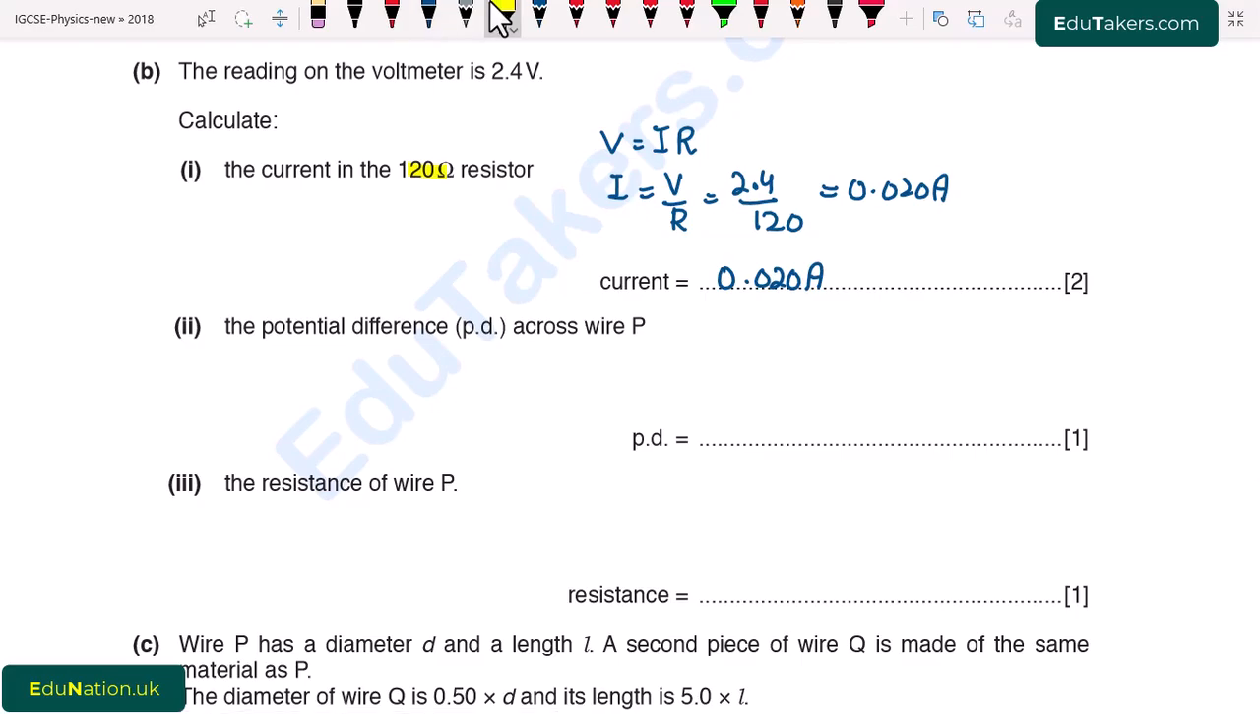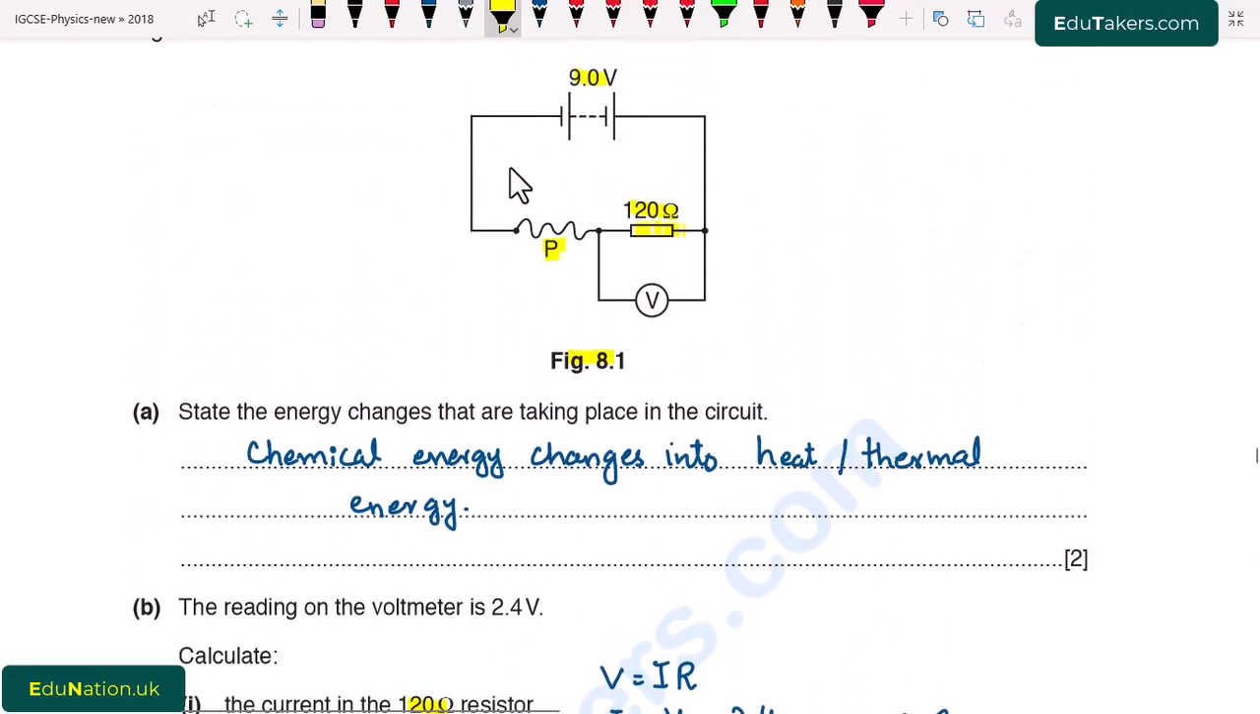Part 2, the potential difference across the wire P. Here we can see that this is our resistor, and in series with this resistor we have connected a wire P, and we have to find the potential difference across the component P. First of all, the reading on the voltmeter is 2.4 volt. It means that 2.4 volt is the potential difference across the 120 ohm resistor.